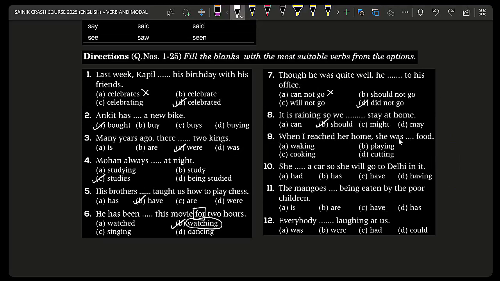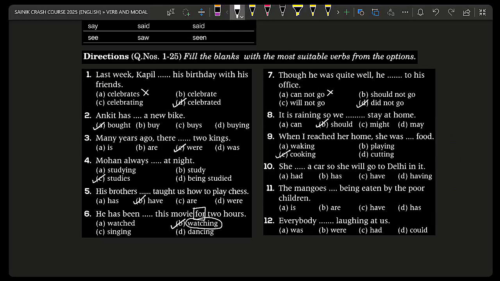When I reached her home, she was dash food. She was cooking food. Why did you choose cooking? Sir, because we cannot walk with food, we cannot play with food, and we cannot act with food. Is this walking or waking? Waking. Right, so walking, L is not there. Yes, sir, food we can. Yes, preparing the food is called cooking. Very good.